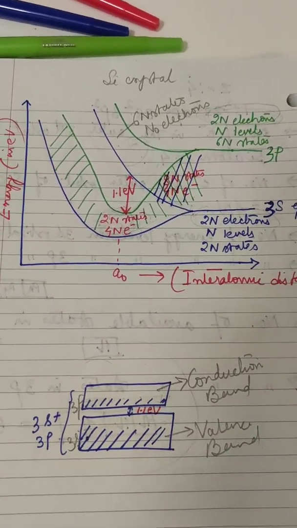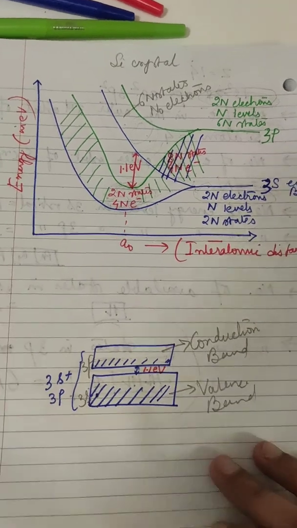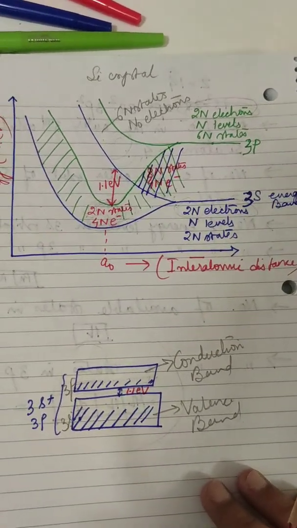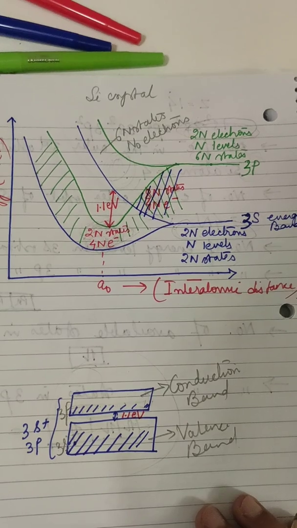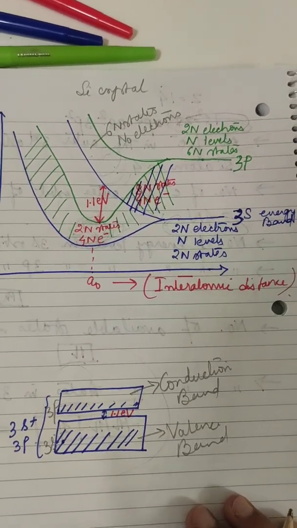So that is all for energy bands in solids, and in the next lecture we will be doing electrons and holes in semiconductors. Thank you.